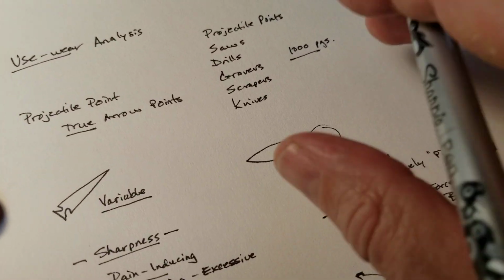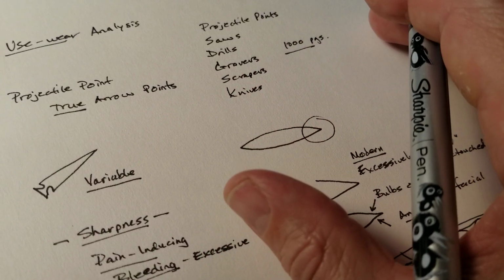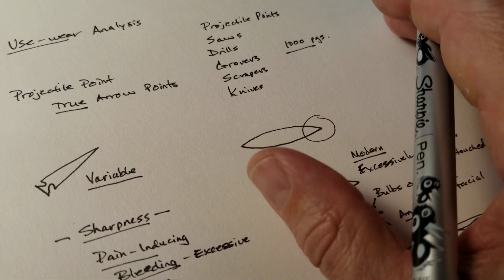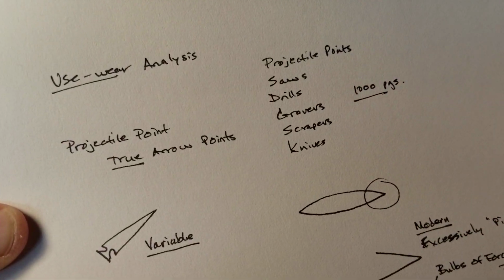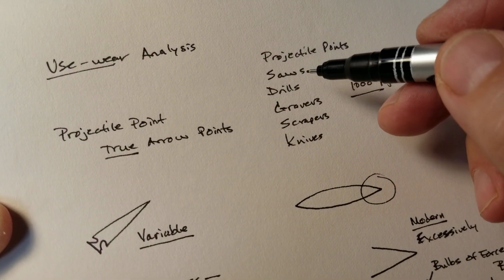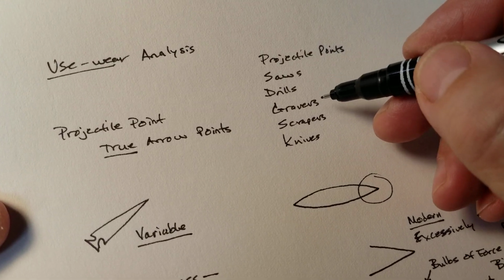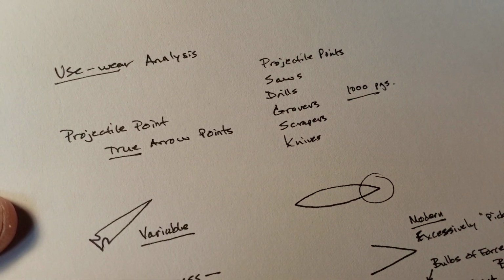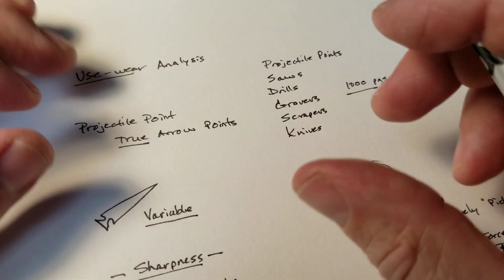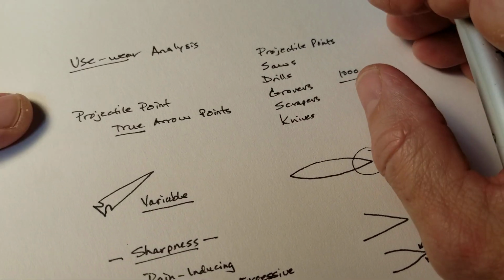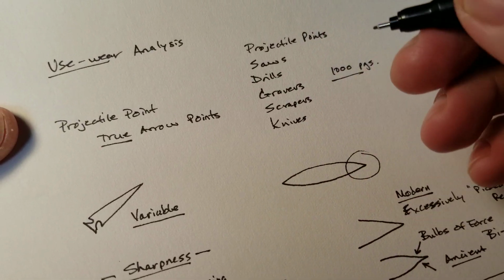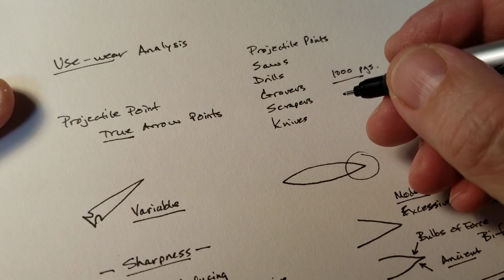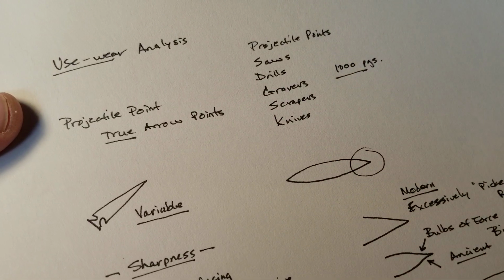Luckily, I've been gifted a set of artifacts from one site. And this set of artifacts includes all of these. I have artifacts that are saws, or look like saws, drills, gravers, scrapers, knives, and projectile points, all in the same collection. So that would take me a while to go over, but I think I'll probably bring some of those out just to give you an idea of what they look like later on in future videos.